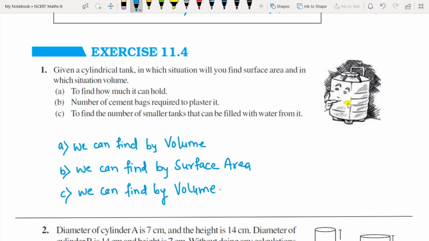So whenever you have to find the capacity of an instrument or a tank or anything like that, you have to find the volume. Then, number of cement bags required to plaster it: plaster we are doing outside only, so it is the surface area. Then, the number of smaller tanks that can be filled with water from it is found by finding the volume.